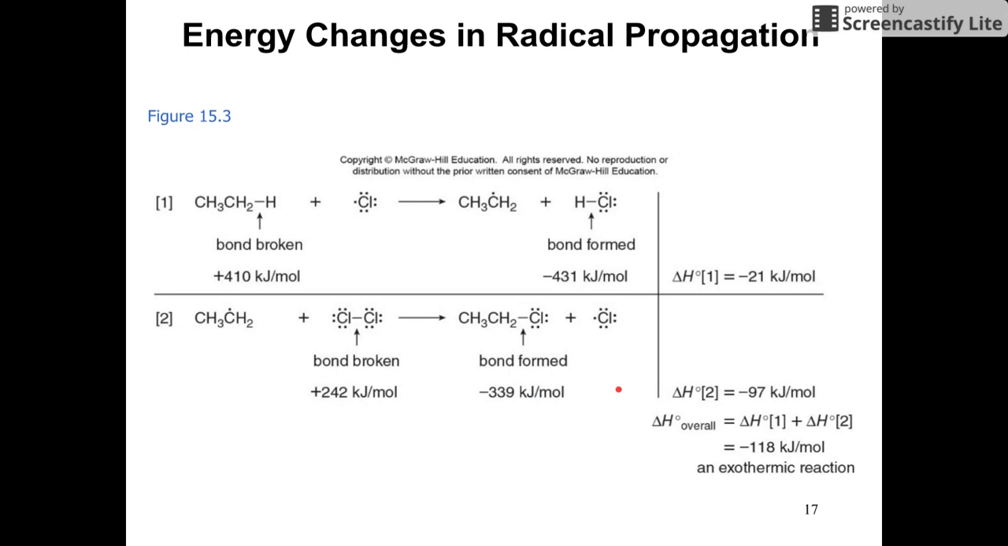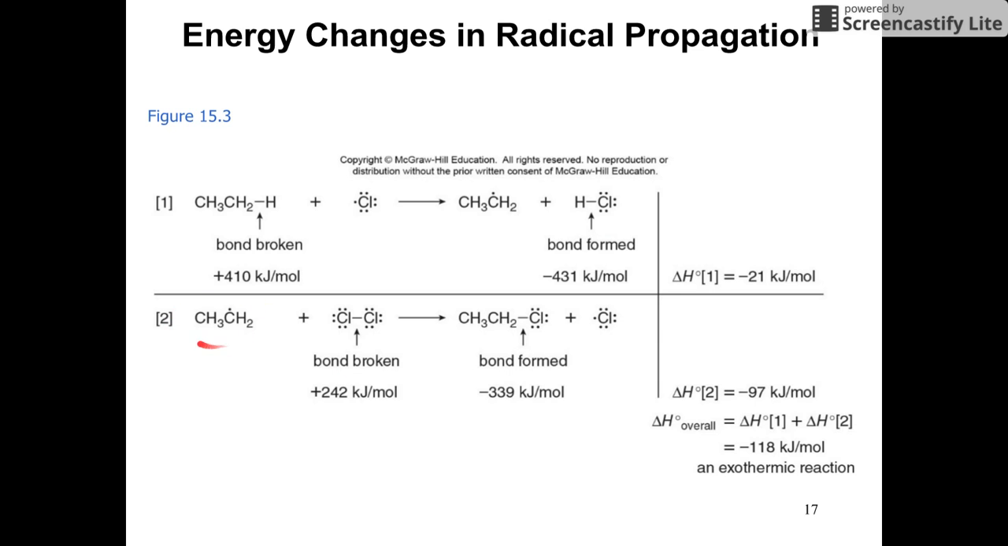Now, it's important to look at energy changes here because this is going to really determine a difference between chlorination and bromination. And as you can see here, when a chlorine radical reacts here, we break a bond that costs us energy, but we form a new bond. Okay, and that actually gives us energy back, and more energy is given back. So this is an exothermic process.